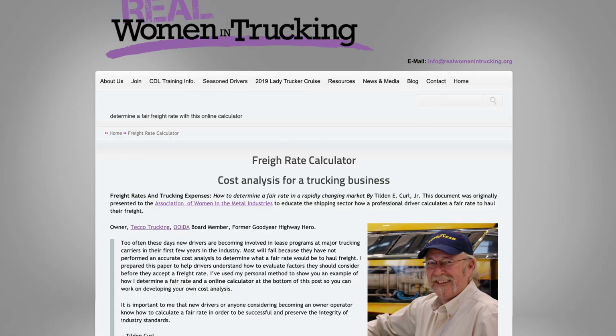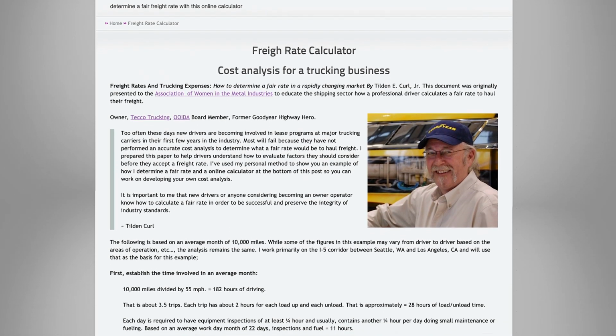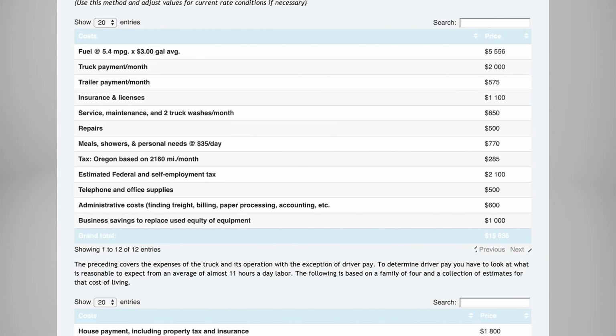And the best formula I found for me was another senior driver, Tilden Curl, had created a freight rate calculator, and he gave us permission to make it into an online calculator on our website where you can plug in your overhead costs. Getting over and above the break-even point is the goal, so that you're making a profit, not just breaking even.